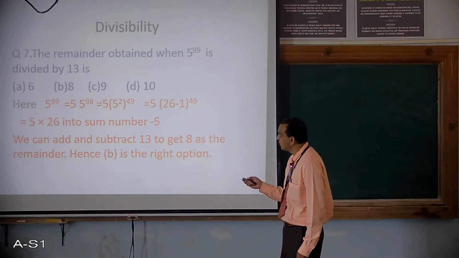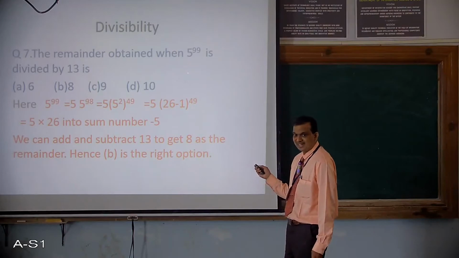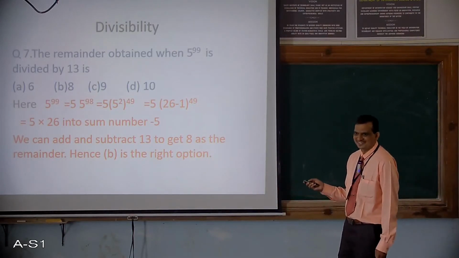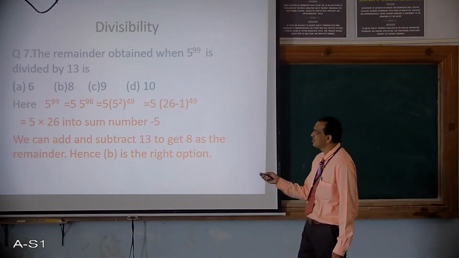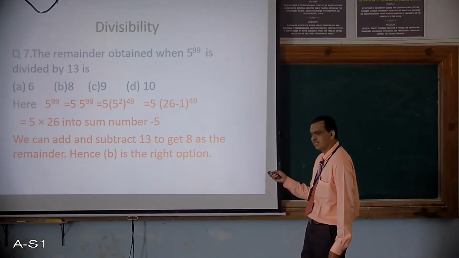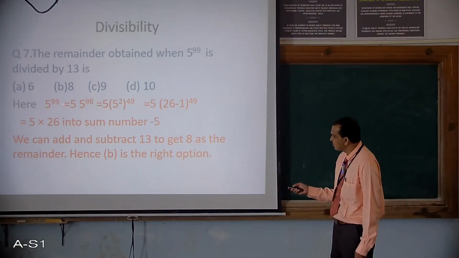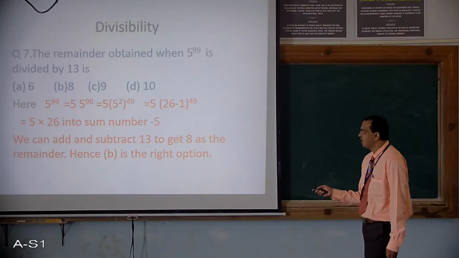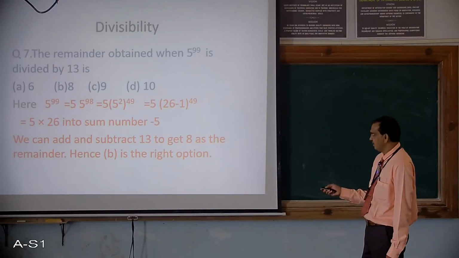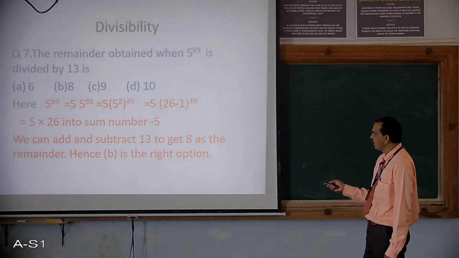What is close to 13 for 5? The closest one that comes is 25, because 5 squared is the only one close to 13. The first one is gone because it is less than 13. So what you do is split 5 to the power 99 as 5 into 5 to the power 98, and quickly make it 5 into 25 to the power 49. Write it as 26 minus 1.